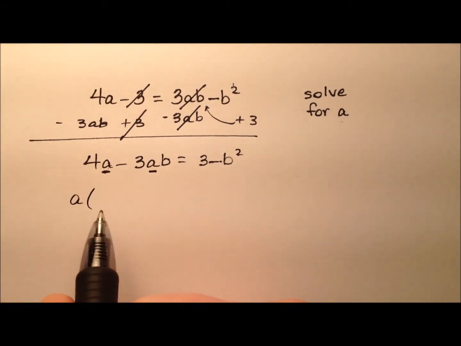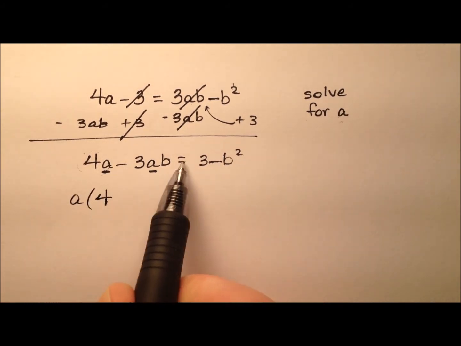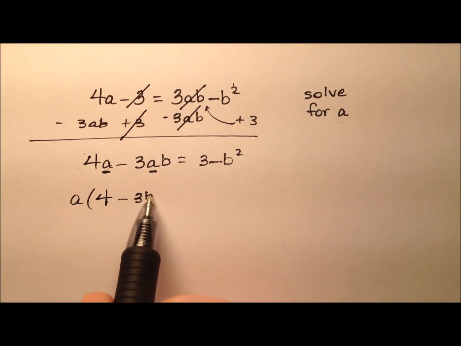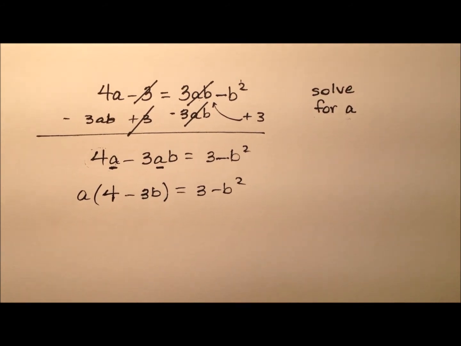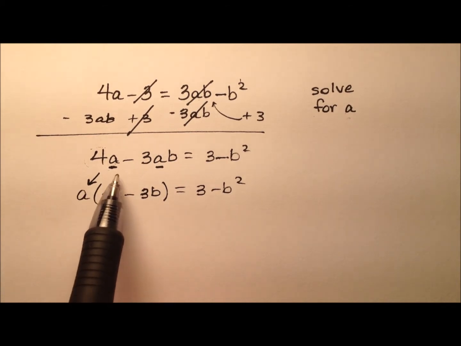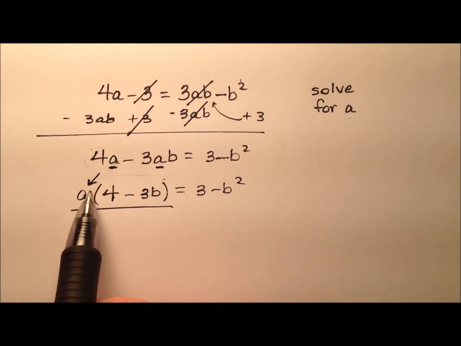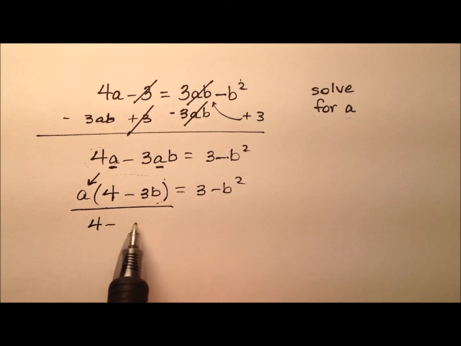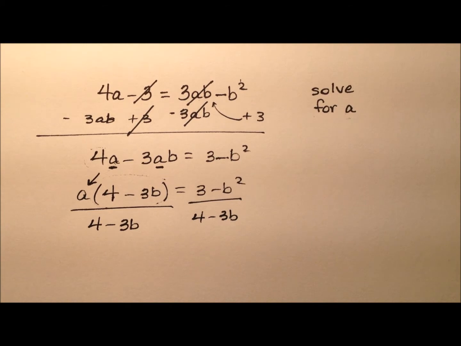So let's take that a out here, and when we divide the first term by a, it looks like we'll just have 4. And when we divide the second term by a, it'll look like we have negative 3b. And the rest of that right side will just come along for the ride. Now we have this a in such a position where we can do a little division and we can isolate that a. And it was made possible by factoring that a out of both of these terms. So we have a times this expression right here, 4 minus 3b. So let's go ahead and divide both sides of this equation by that 4 minus 3b.